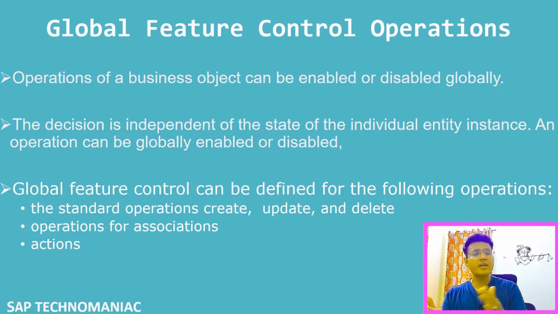As I told you, we can implement instance and global feature control both statically as well as dynamically. Statically means if you define it in the behavior definition, then it will become static. Means if you don't define it, then it will not be available. If you define something, then it will be available. Dynamically means based on some condition I want to enable and disable, then that also I can do for all the operations.